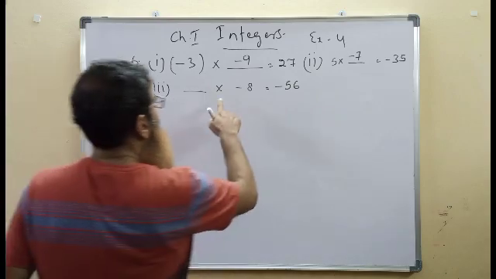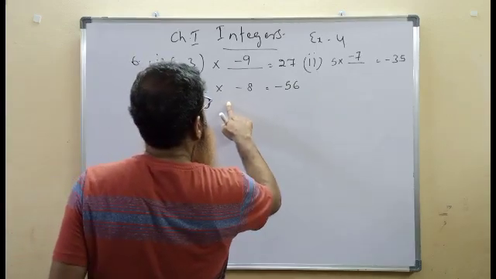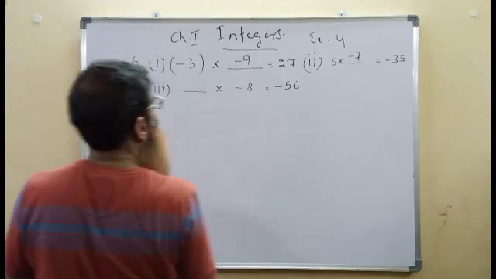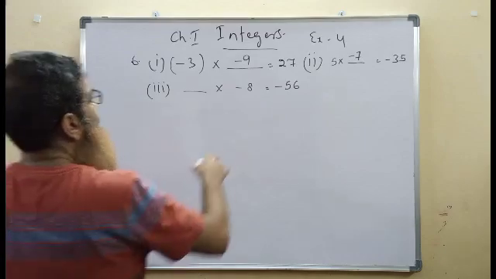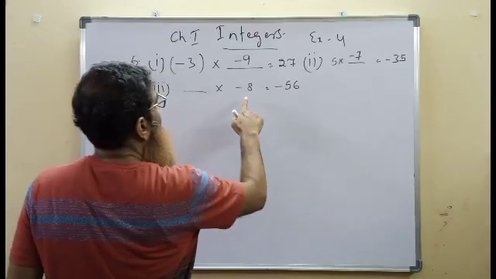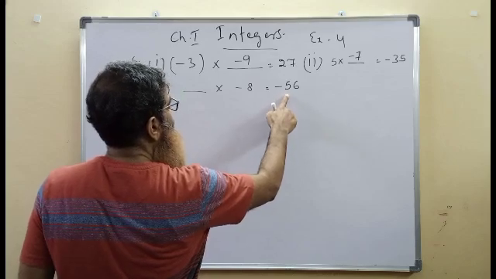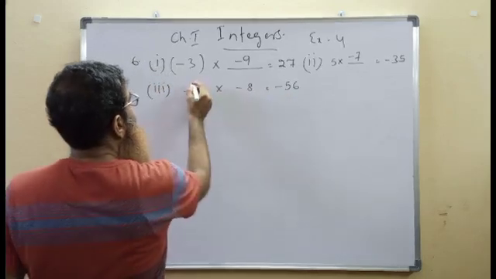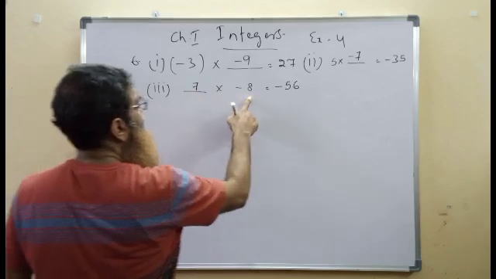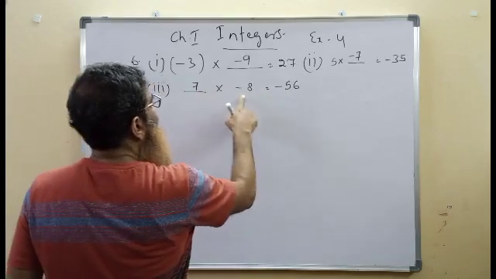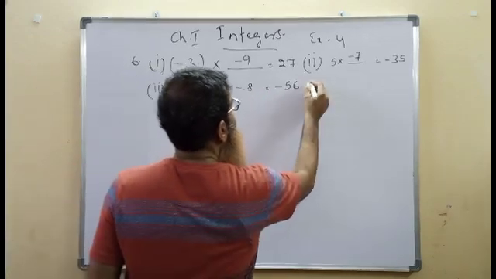And we know when we shift a number from the left hand side to the right hand side, when it is multiplied by, it changes to divided by. So -56 divided by -8 is 7. 7 eights are 56. 7 times -8 is -56.